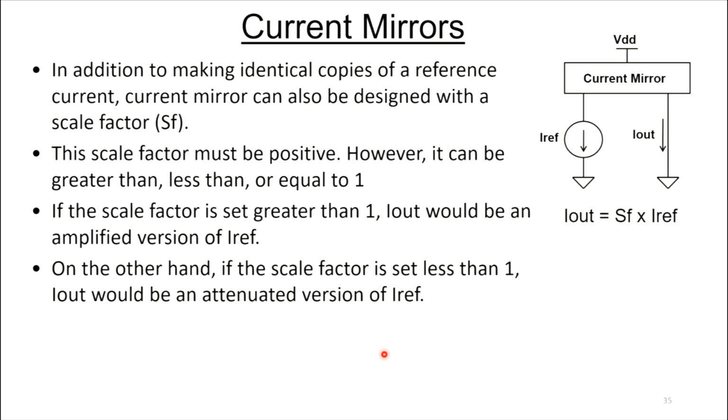So in addition to making identical copies of a reference current, mirrors can also be designed with a scale factor. Now the scale factor must be positive. However, it can be greater than 1, less than 1, or equal to 1. Obviously, if the scale factor is greater than 1, it's sort of an amplified version of the reference current. And if it's less than 1, you're talking about maybe an attenuated version of the reference current.